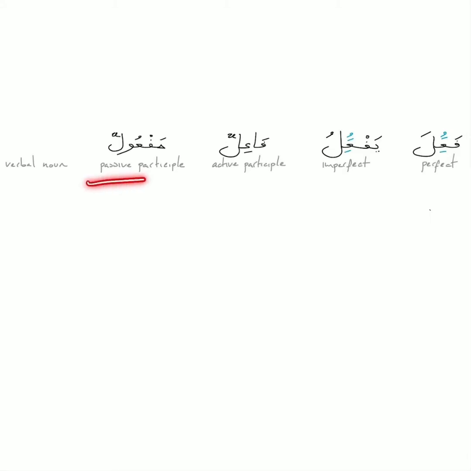So far we've learned these patterns. We said that if you want to create a perfect tense verb, then you have to plug root letters into this pattern, yeah? فَعَلَ or فَعِلَ or فَعُولَ. If you want to create an imperfect verb, then you have to plug root letters into this pattern. So يَفْعَلُ or يَفْعِلُ or يَفْعُلُ.